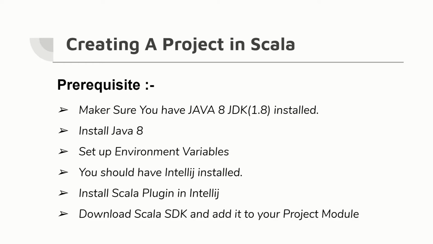So we'll be installing IntelliJ, then we'll see how to install the Scala plugin in IntelliJ, and then we'll download the Scala SDK as well. That is required because Scala gets compiled on the JDK only. So we'll be downloading the Scala SDK as well, and we'll be adding it to our project module. So we'll create a Scala project, and we'll create our first Scala program, that is, we'll print hello world.